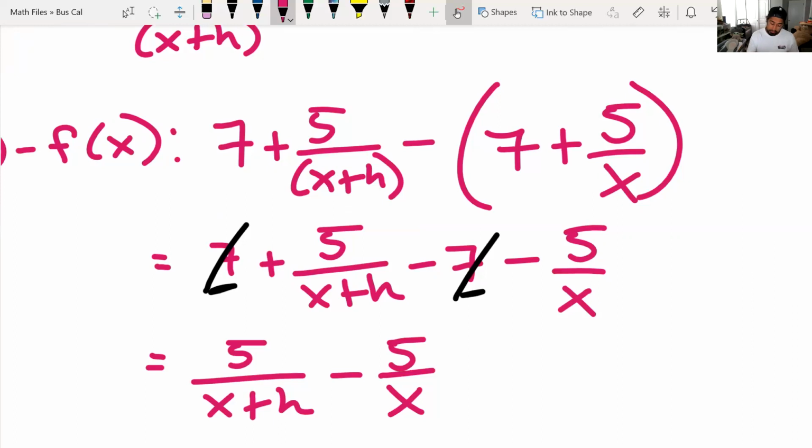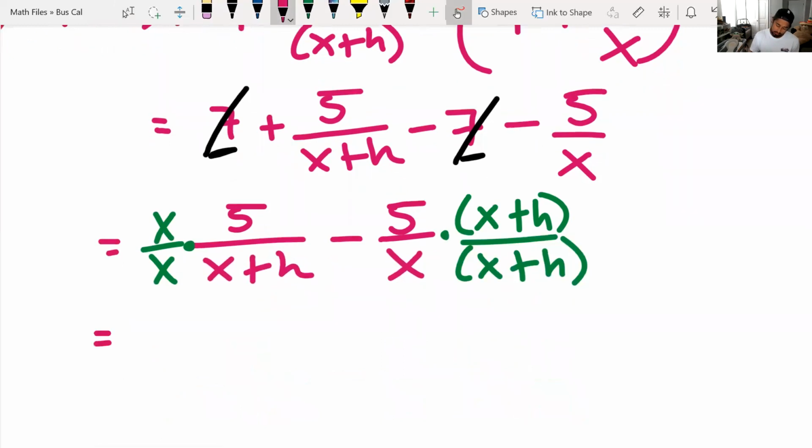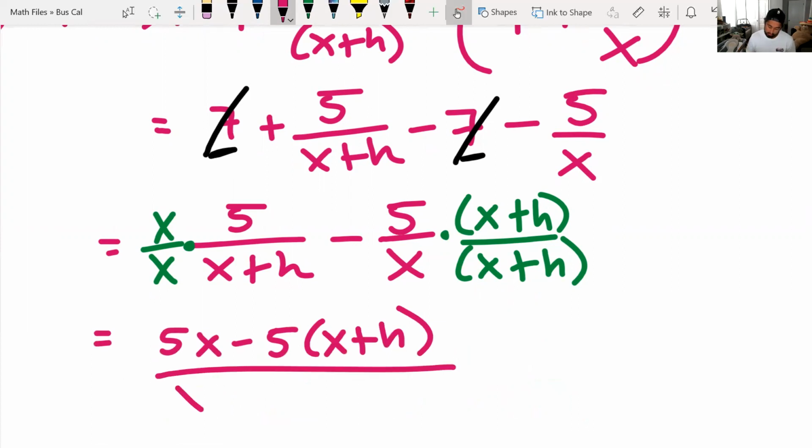So all we're going to do is multiply the right fraction by this denominator, x plus h over x plus h. And then we're going to multiply the left fraction by the denominator of the fraction on the right, just by x over x. Okay, put it together, and we get 5x minus 5 times x plus h over the new denominator of x times x plus h.